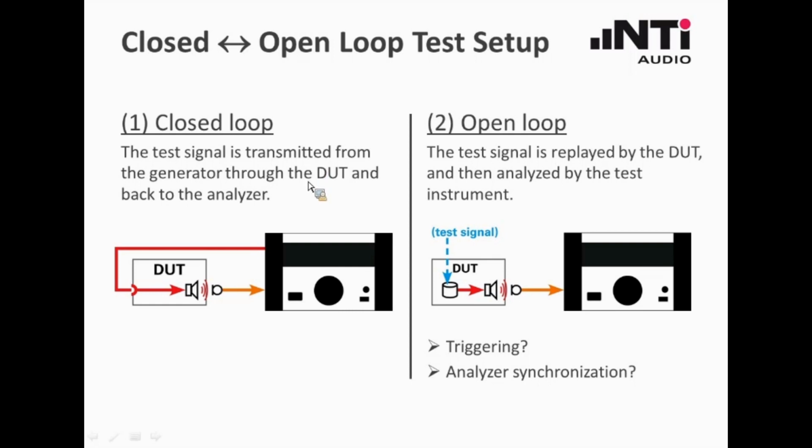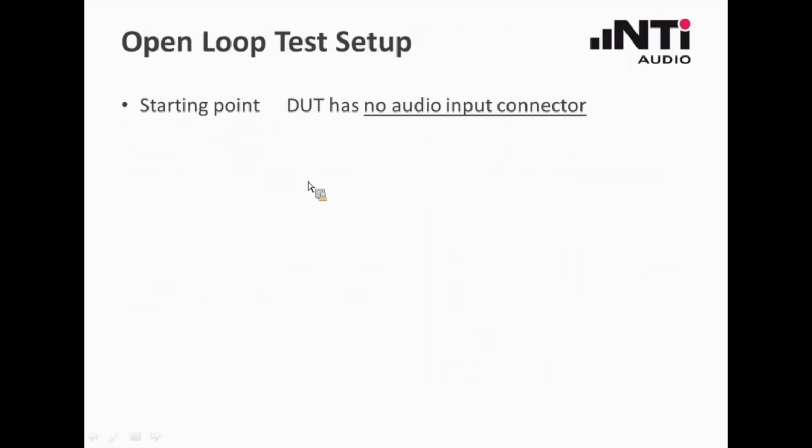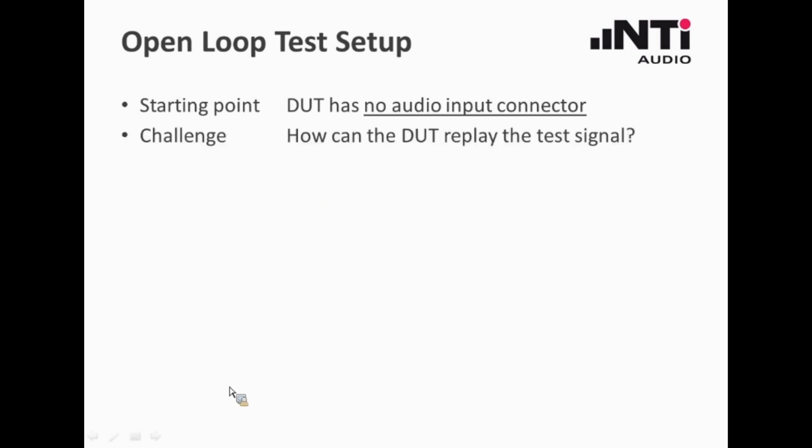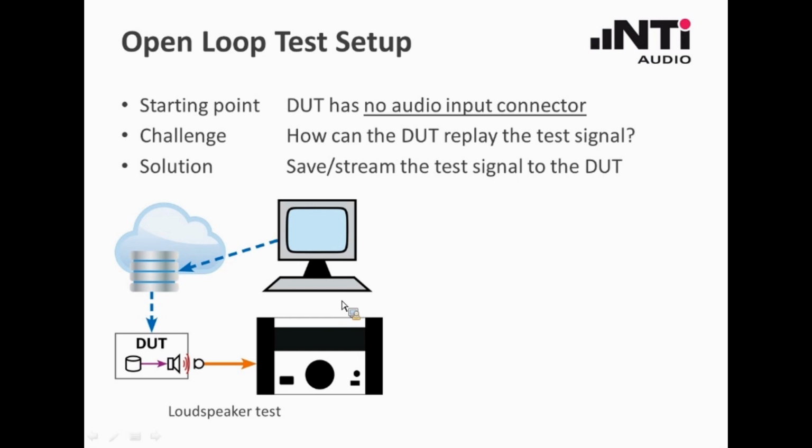But let us first summarize the open loop test setup. The starting point was that we have a device under test without audio input connector. So we have to somehow solve the challenge of replaying the test signal from the device under test. And we do that by either saving the test signal on the device under test or streaming it to it during the test procedure. So this gives us two typical application setups.